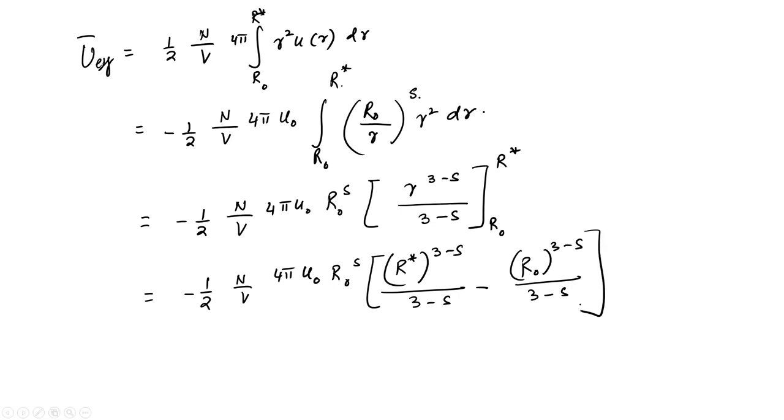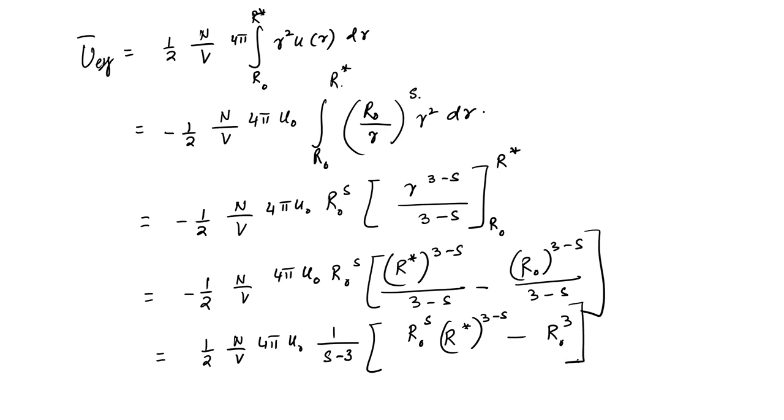So that's the form for u effective, and finally we can simplify this and write it as half N over V, 4 pi u naught, and we have 1 divided by s minus 3. We just absorb this minus sign, and it becomes s minus 3, and you have r 0 to the power s, r star to the power 3 minus s, minus r 0 cube. So if you take s to be greater than 3, which is what we have assumed right from the beginning, that s is equal to 6, and we take r star to be infinity, then this term drops out and one gets a simpler form.